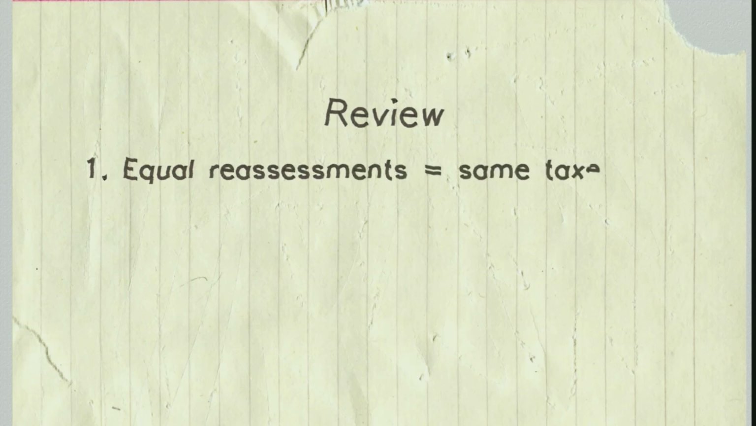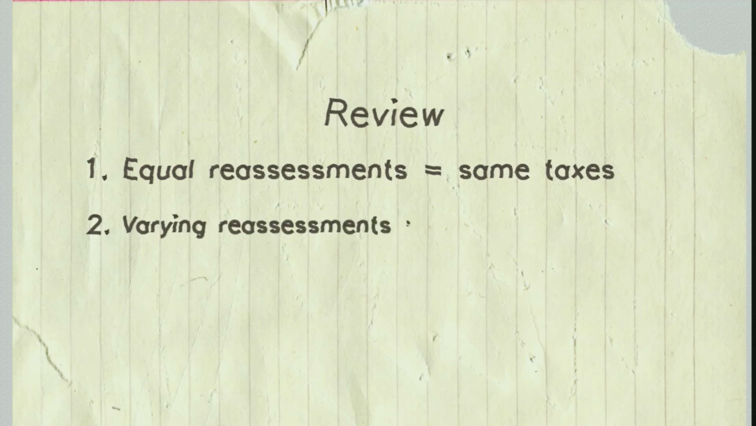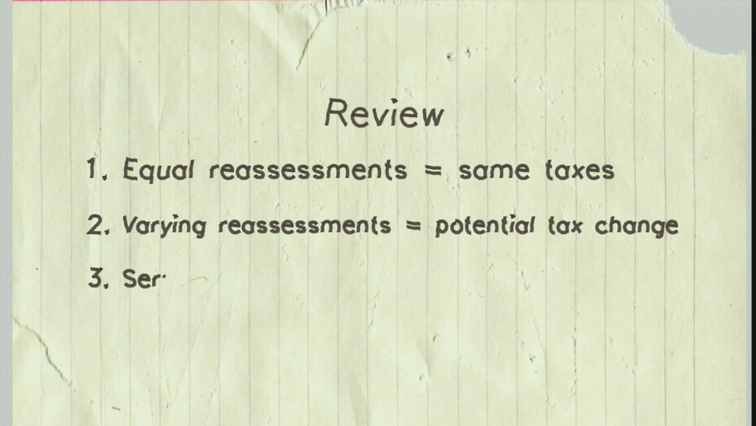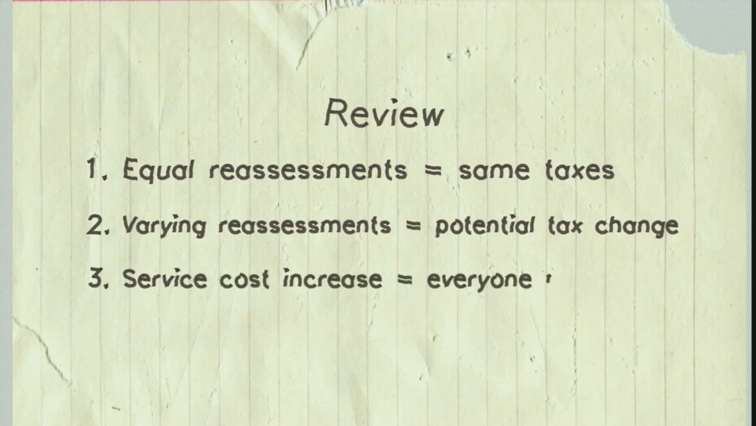So, let's review. 1. Property taxes are based on the value of a home. When homes are reassessed equally, each homeowner will pay the same amount proportionately as before. 2. When homes are reassessed at different values, each homeowner will pay a different amount proportionately based on how much their home increased in value. 3. When the municipality's cost to provide services increases, a property tax increase, then everyone pays their share proportionately across the board. And that explains the relationship between property value and property taxes.